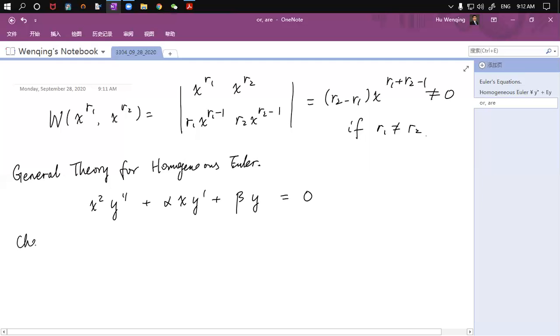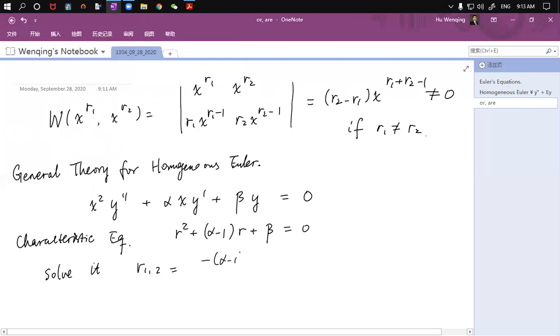Now, first, you should start with the characteristic equation. The characteristic equation is going to take the form r squared plus alpha minus 1 of r plus beta is equal to 0. So that's the characteristic equation. You solve the characteristic equation. That's going to give you R1,2 is minus alpha minus 1 plus minus the square root of alpha minus 1 squared minus 4 times beta, divided by 2, right? So that's the two solutions.